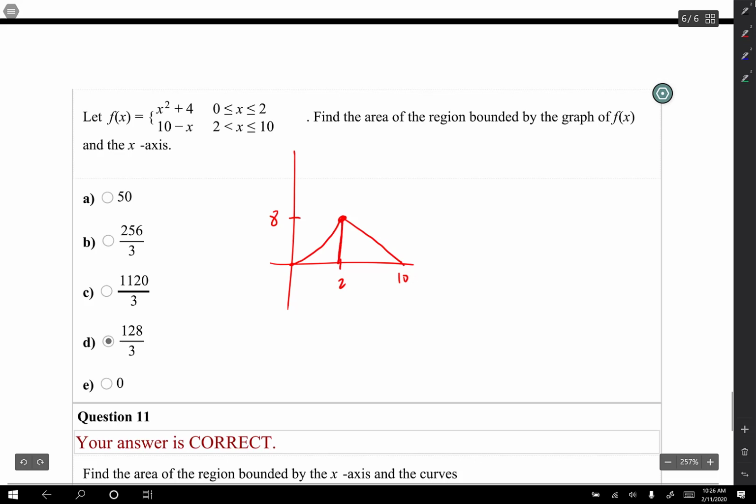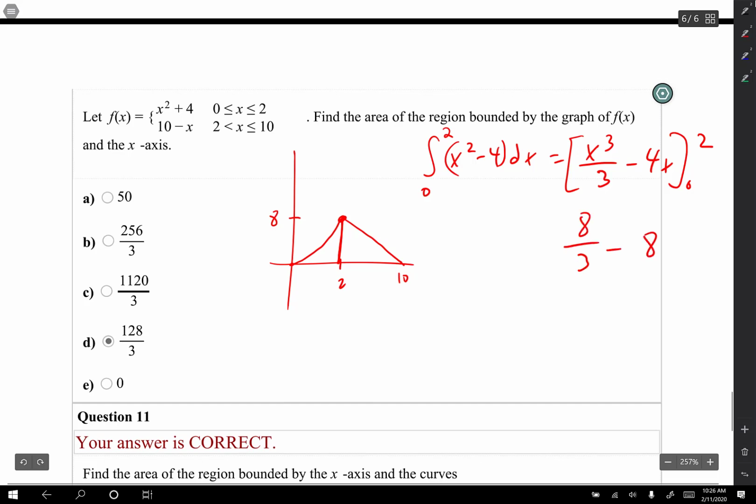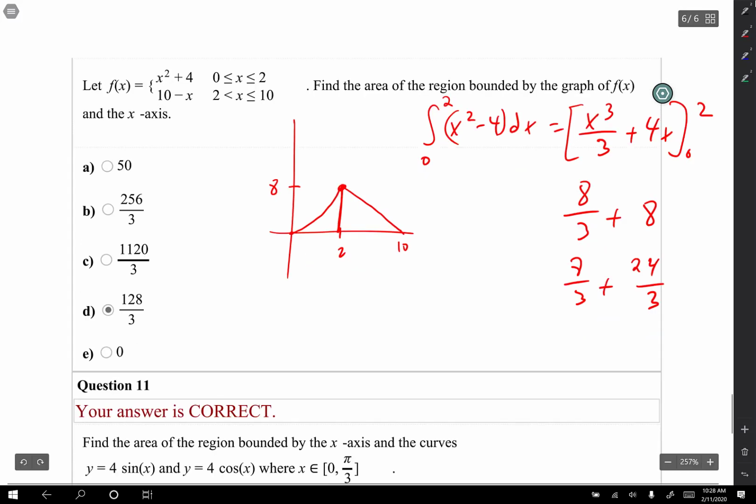So here's what I'm going to do. I see a triangle. And so I'm just going to calculate the parabola between 0 and 2 of x squared minus 4. And then I'm just going to do a triangle, guys. So x cubed over 3 minus 4x between 0 and 2. So 2 cubed is 8, so 8 over 3 minus 8. 8 times 3 is 24, so 24 over 3. That's supposed to be a plus. 24 and 8, 32. 32 over 3.